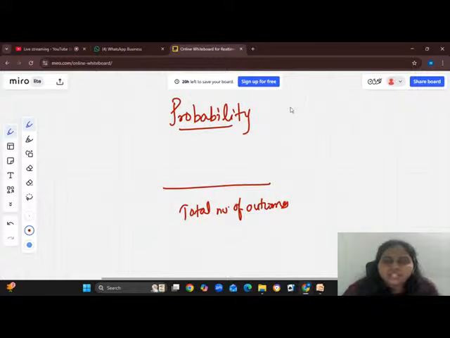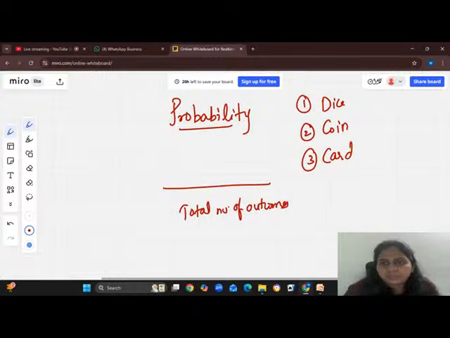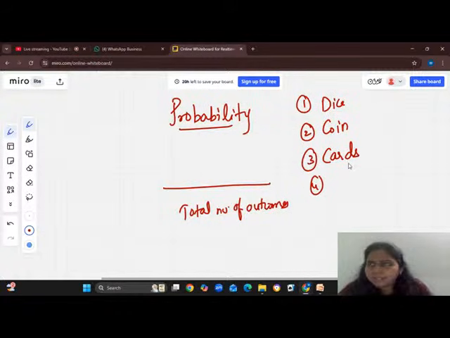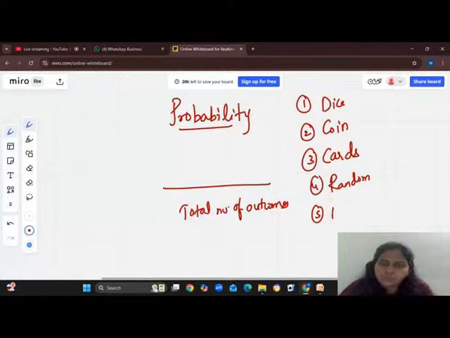For example, the first one is the dice, right? And the second one they might ask you is the coin. And the third one is all about the cards. Dice, coin, cards. And sometimes they will tell you there are some balls, black ball, blue ball, red ball, randomly picked. Random problems.